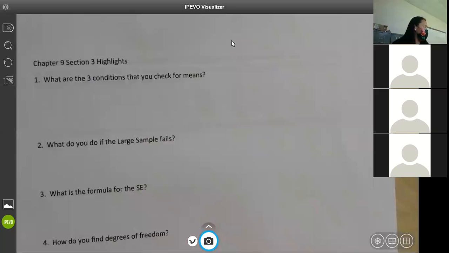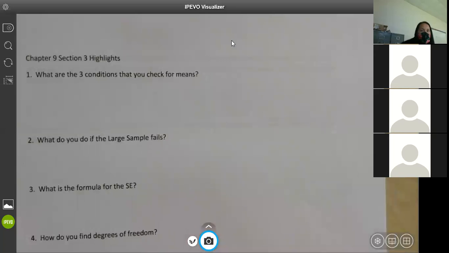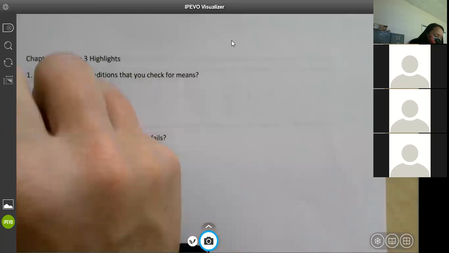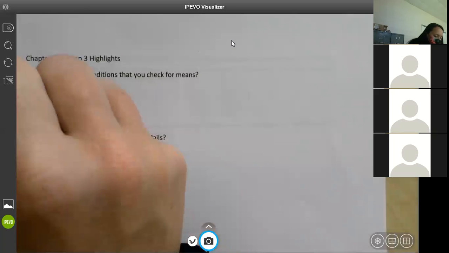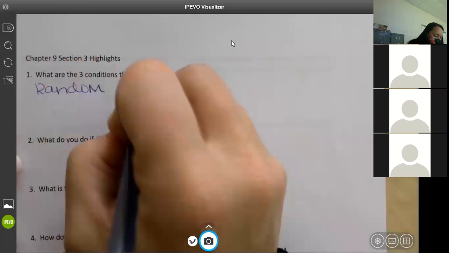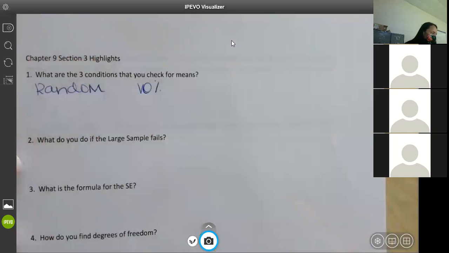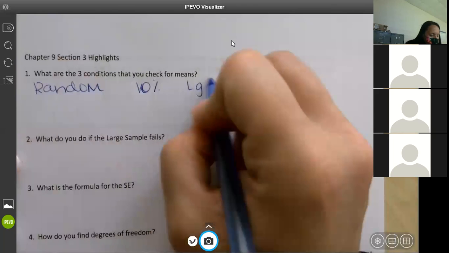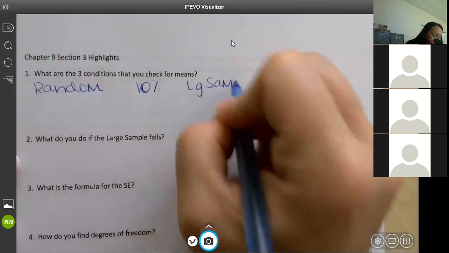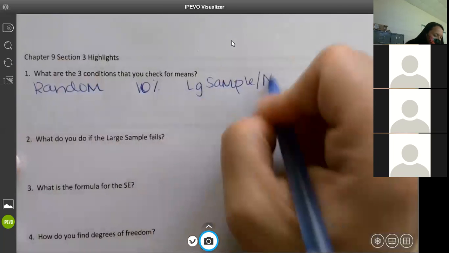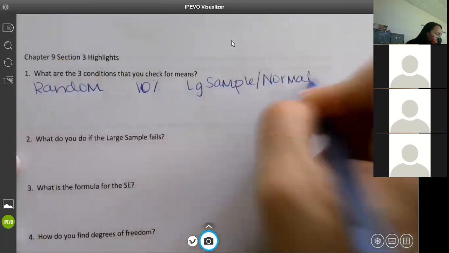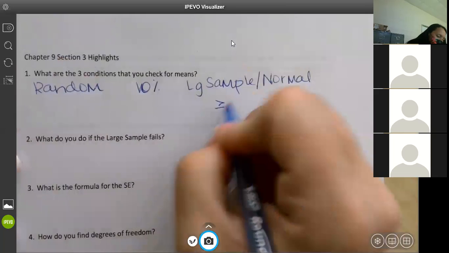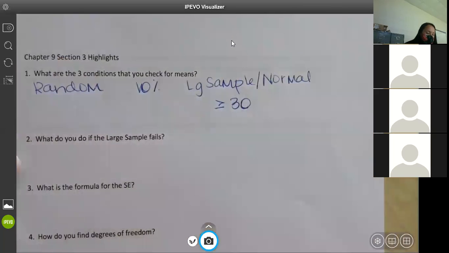And then 9.3 deals with means. So what are the 3 conditions that you check for means? So we know that the first 2 were random and 10% like always. What is the third one? And the reason that we put normal on there is to remind you that if it is not greater than or equal to 30, what do you have to do?